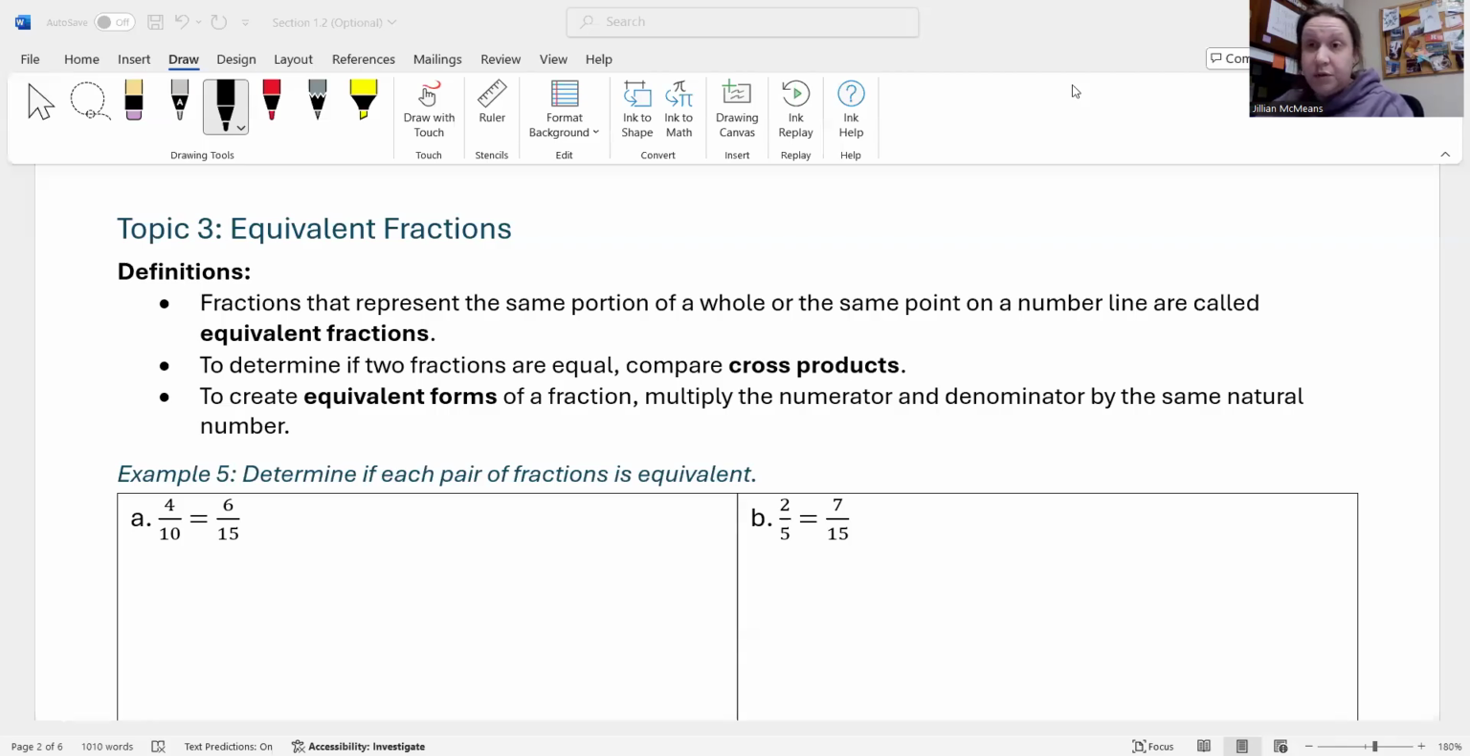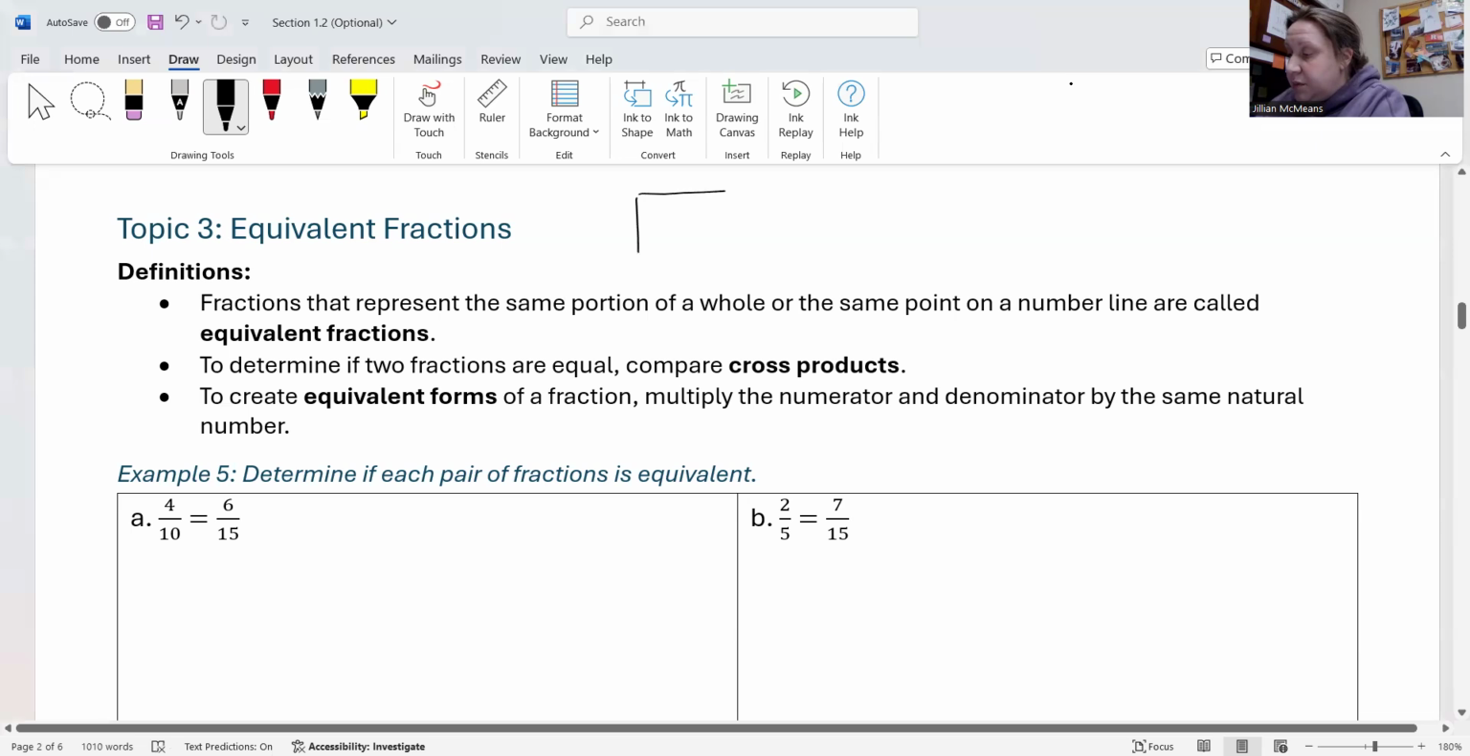So the focus of topic 3 is equivalent fractions. So let's start with some definitions and maybe a little bit of a visual understanding or example to understand this. Fractions that represent the same portion of a whole or the same point on a number line are called equivalent fractions. So let's say we have two Hershey's bars, just the plain old regular Hershey bar.